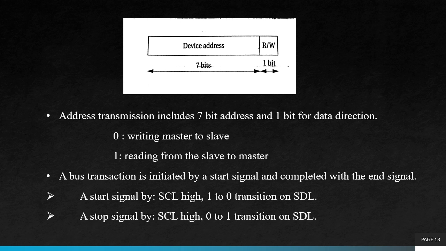Whenever a transaction has to occur, a start signal has to be initialized by leaving the SCL high and sending a 1 to 0 transition on SDA. Similarly, the stop signal is quite different. It is initialized by setting the SCL high. SCL remains high always, both for the start signal as well as the stop signal. And in the stop signal, there is a 0 to 1 transition on SDA. Always, start and stop signals are paired.